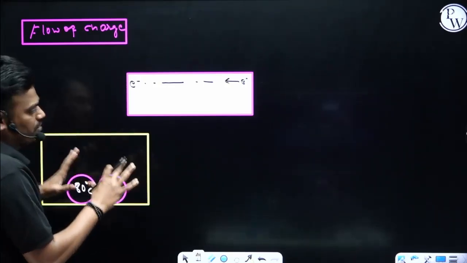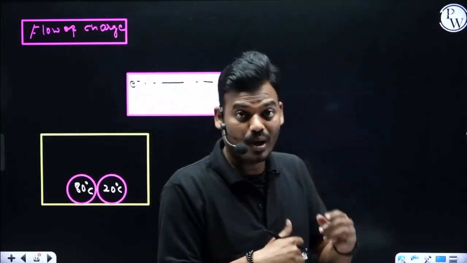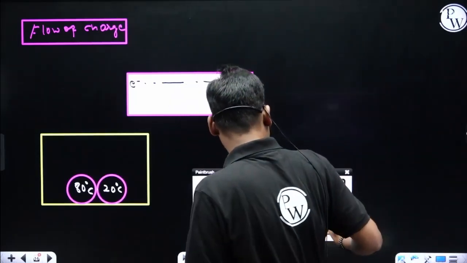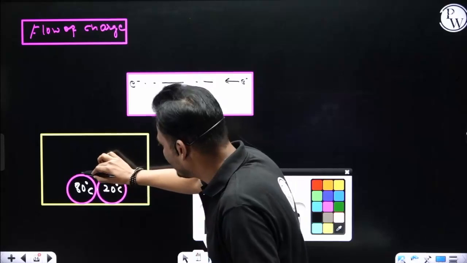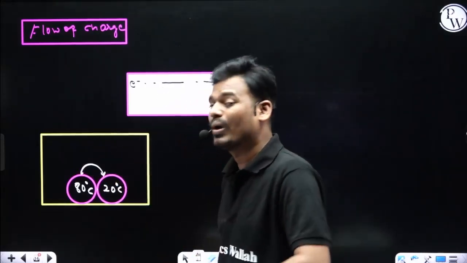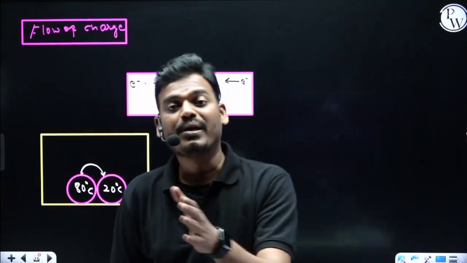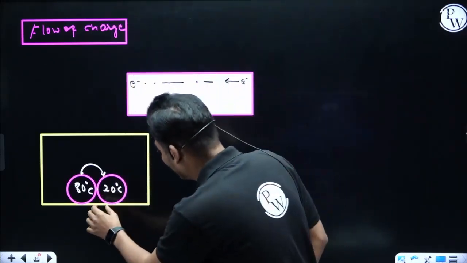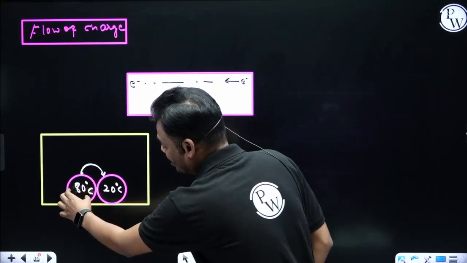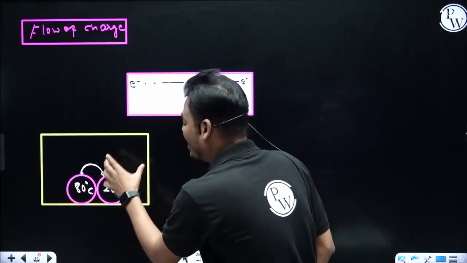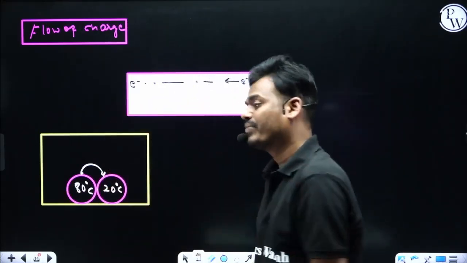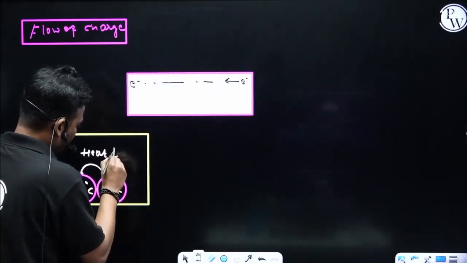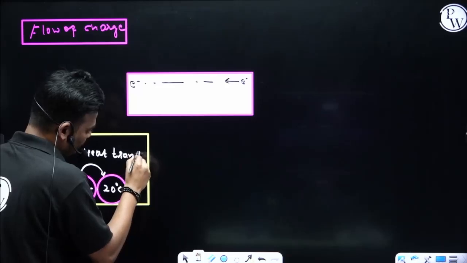Now it is an isolated system. Nothing can enter nor leave the system. So what will happen? There is a transfer of heat. But what is the direction? High temperature to low temperature, hot body to cold body. Here this body has a high temperature, and this body is at 20 degrees Celsius, that means a cold body. So heat transfer takes place.